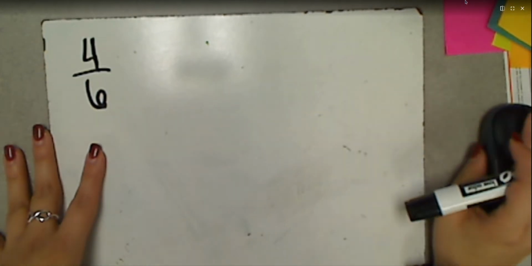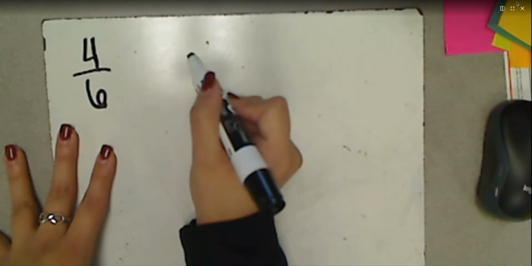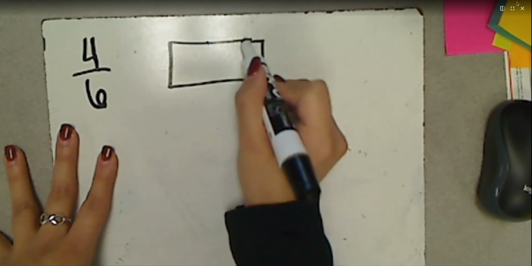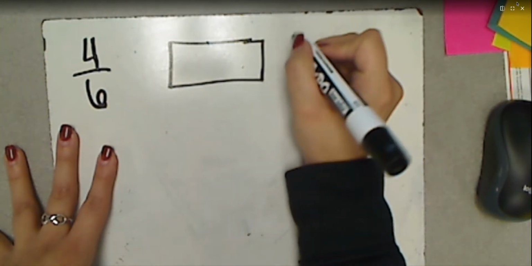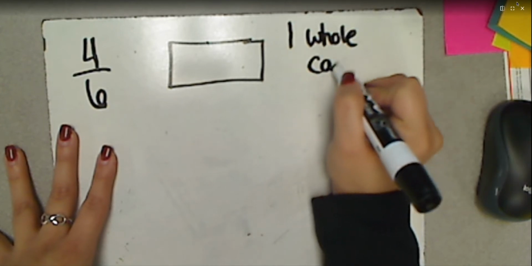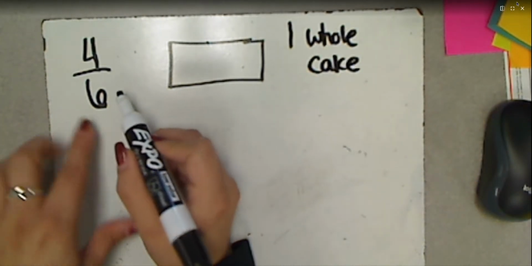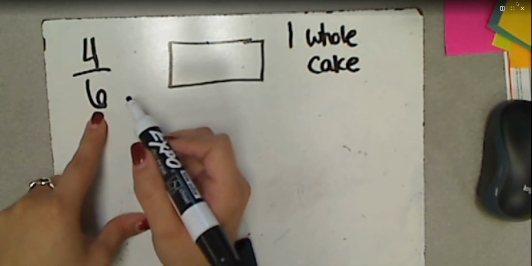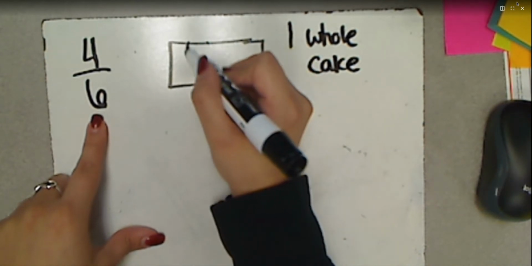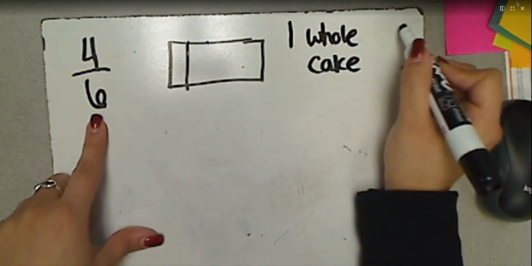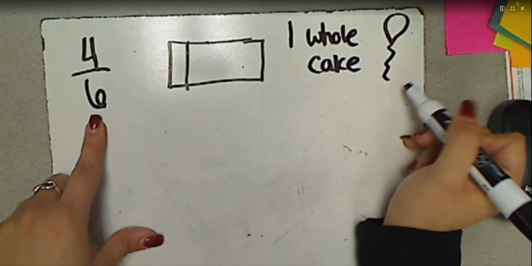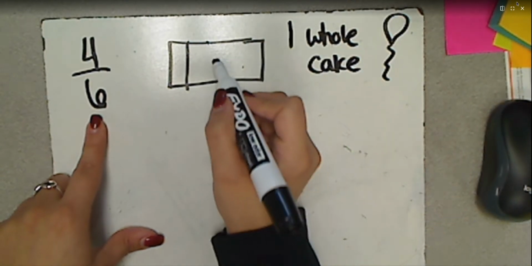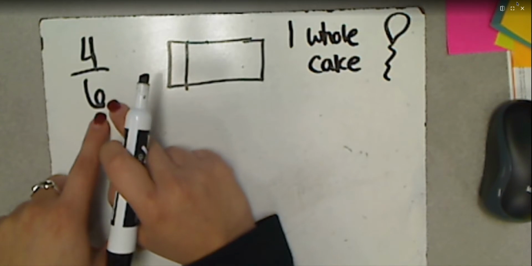Okay, so let's go ahead and start off with 4/6, for example. So 4/6. If I were to draw a picture, this is my one whole, and we could say cake. Now, I like to say our denominator is the total amount of parts. So if we were at a birthday party, right, we got some balloons going on, woo woo. Let's say that we shared with 6 people.